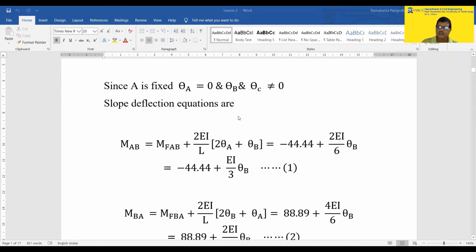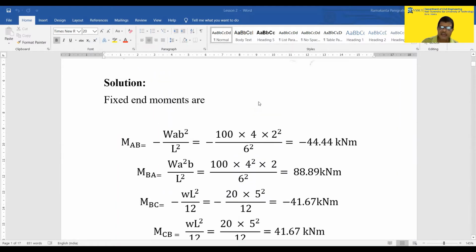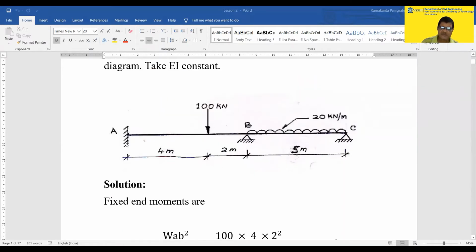Now, what conditions will come? In the span, if you see here, it is fixed. Fixed end means the slope is equal to 0, deflection is equal to 0.